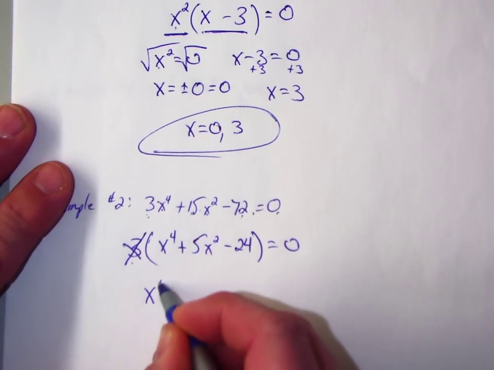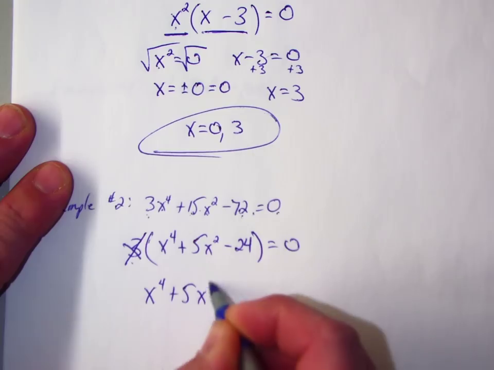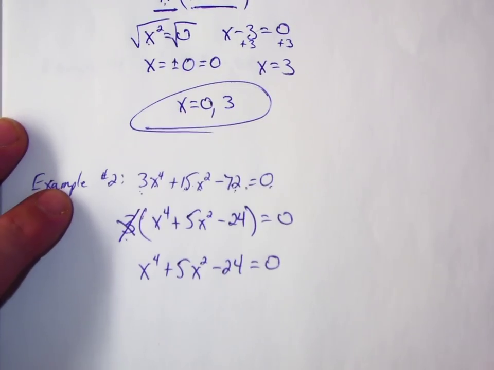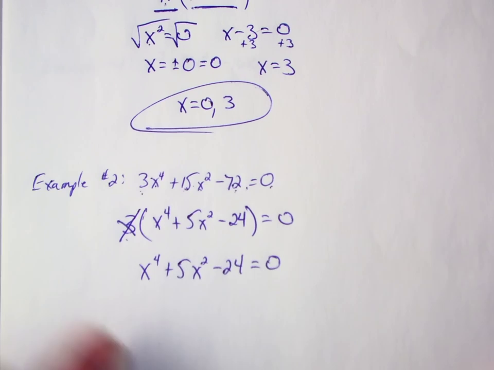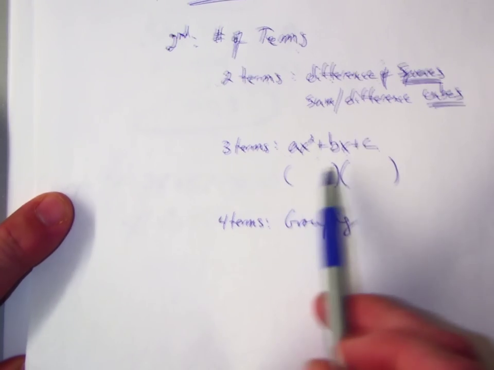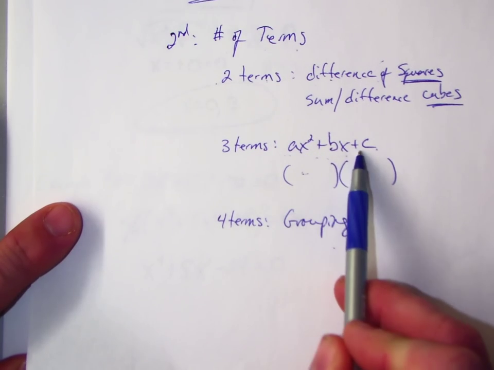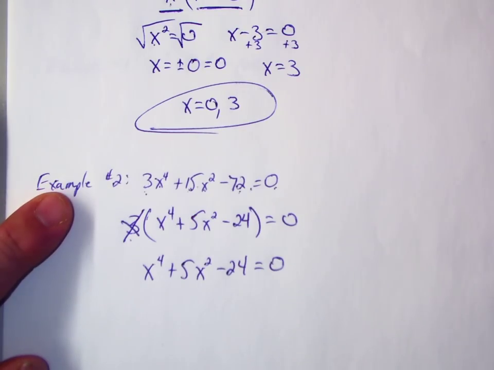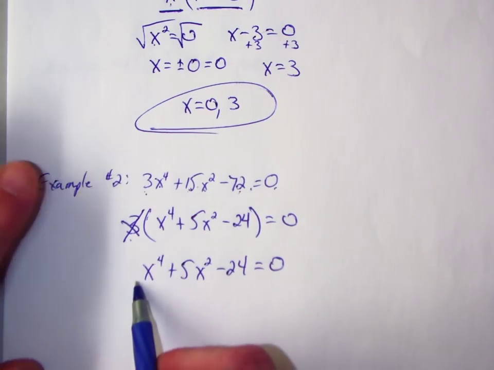Now we're going to look at x to the 4th plus 5x squared minus 24 is equal to 0. All right. So 3 terms. Again, it's 3 terms, so the only way I can factor it is if it's in this method. All right, so A is 1.